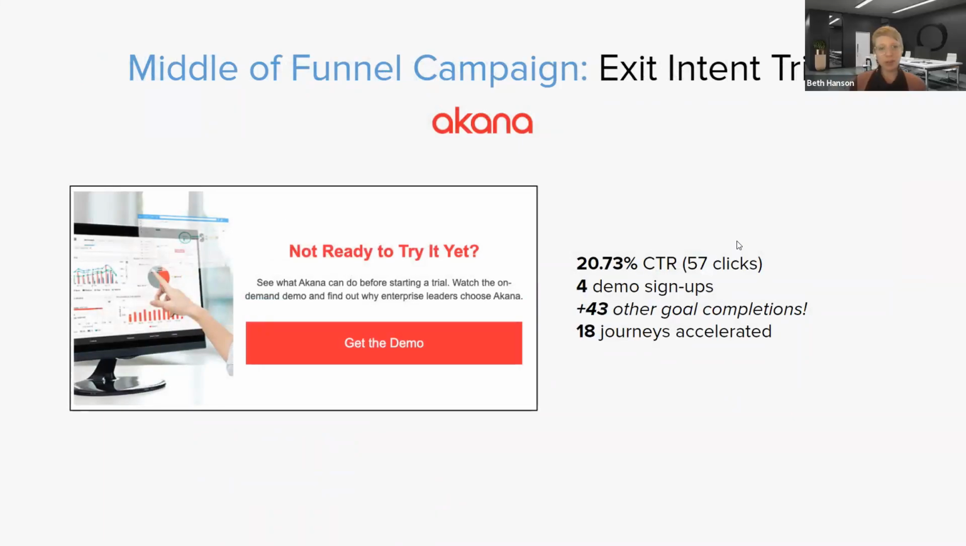All right, another middle of funnel campaign we've run. This is another successful exit intent on a page with a form on it. So this is running on our Akana trial page, so separate from our PPC pages, for those who are exiting, to get them to watch a demo first if they're not ready to try the product themselves. So this is definitely getting a really strong click-through rate, almost 21%. And getting some demo signups. It's a lower volume of audience since it's just those who hit the page and then try to exit. But we're really happy with how this one is working so far.